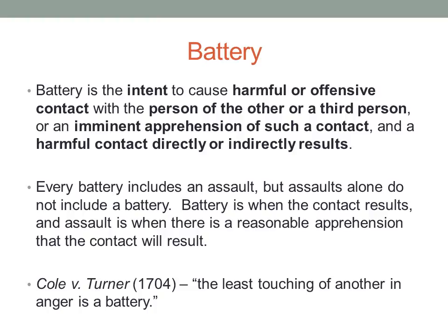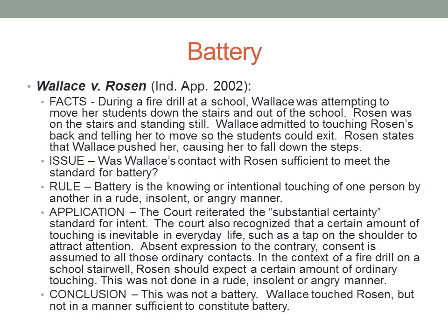As the book points out, every battery includes an assault, because when you're going to batter somebody, you also commit an assault by giving them a reasonable apprehension that you're going to commit a battery. But assaults alone do not include a battery. We'll see in a little bit that assaults are essentially an attempted battery, or when you're giving someone the impression that you're going to commit a battery, but you don't actually make contact. So in the Cole versus Turner case from 1704, a very short case in the book, they define battery as the least touching of another in anger is a battery.